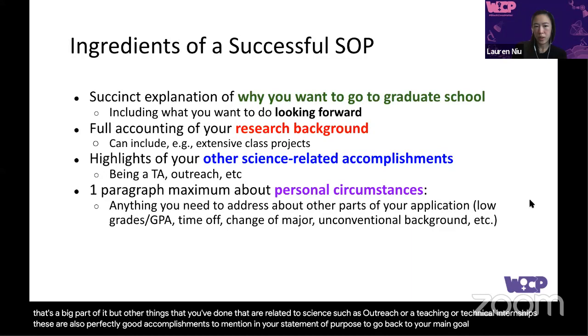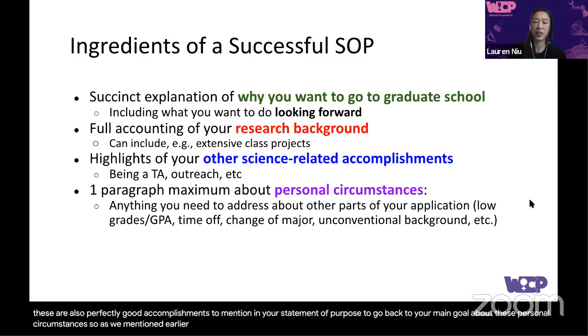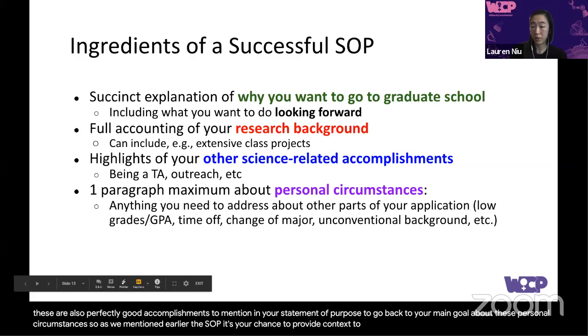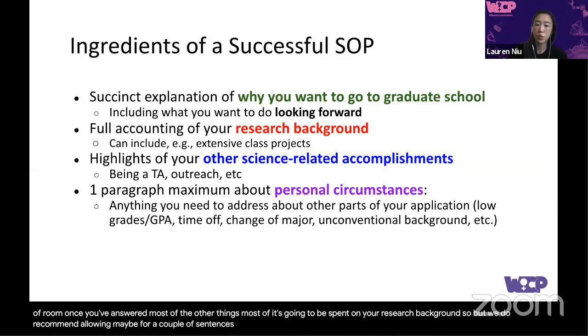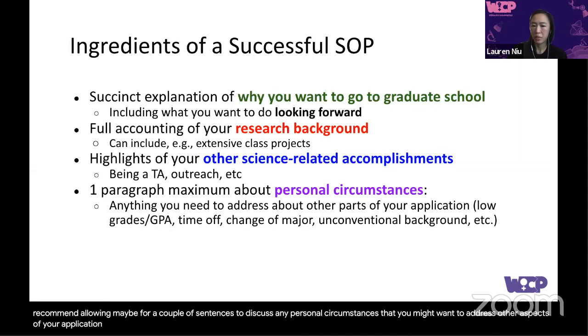To go back to your main goal, and about these personal circumstances. As we mentioned earlier, the SOP is your chance to provide context to your undergraduate career. There isn't a lot of room once you've answered most of the other things. Most of it's going to be spent on your research background. But we do recommend allowing maybe a couple of sentences to discuss any personal circumstances that you might want to address, other aspects of your application that you want to cushion a little bit.